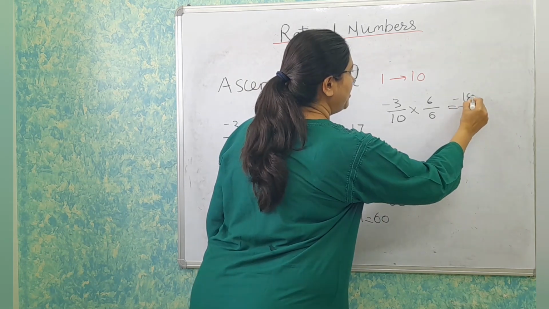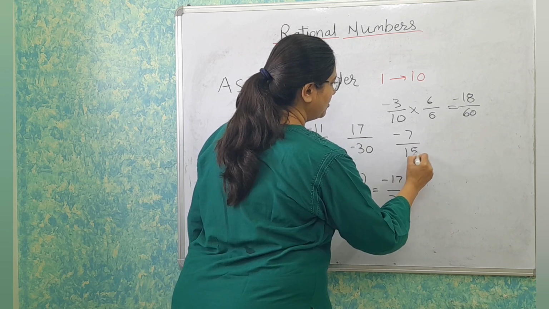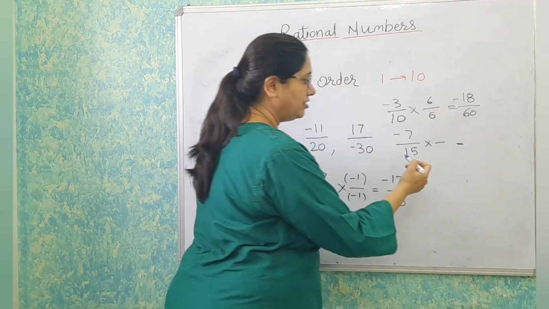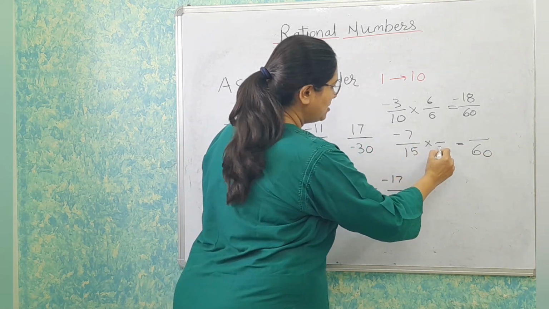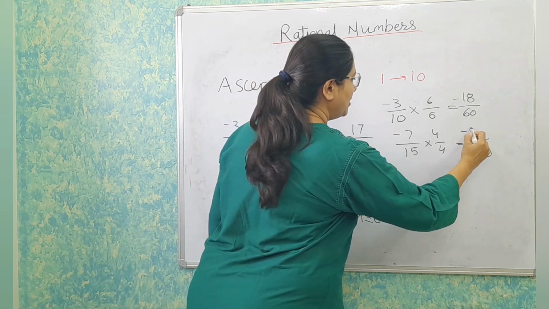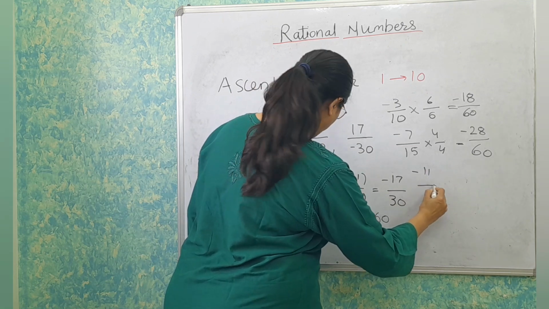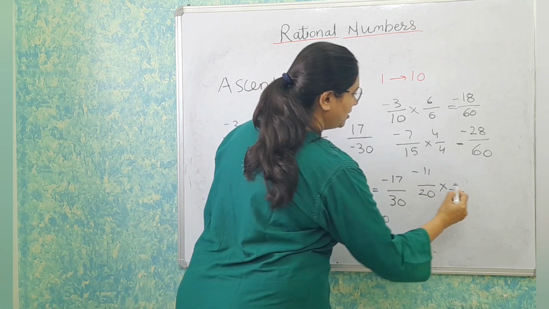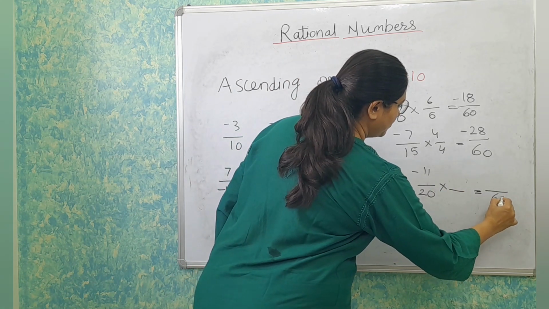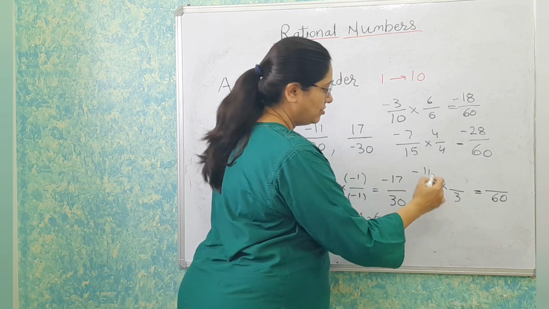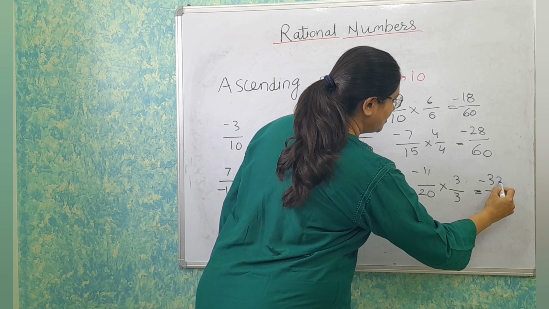This is minus 18. Second number, minus 7 upon 15, multiplied by a number so that 15 will become 60. And you know 15 fours are 60. So 7 fours are minus 28. Third one, minus 11 upon 20. Again I have to change this 20 into 60. 20 threes are 60, so I have to multiply minus 11 also with 3. And this is minus 33.